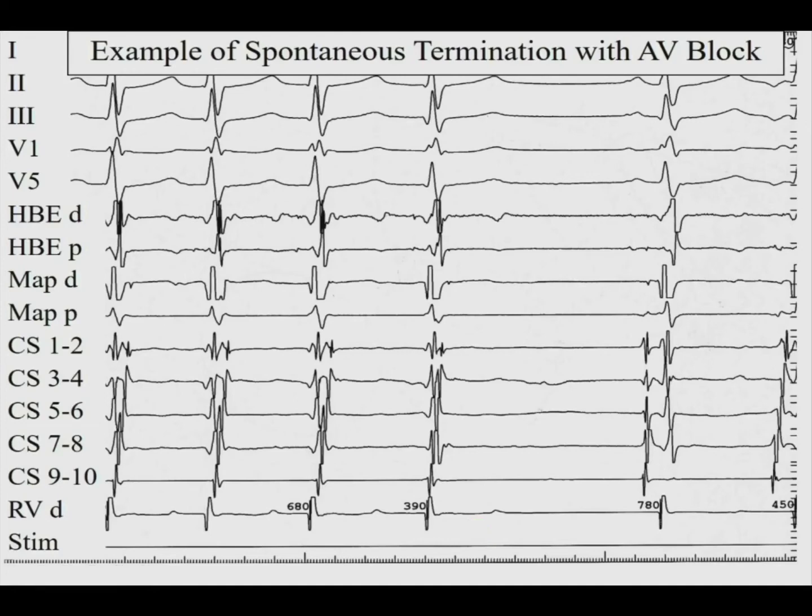It's AV nodal reentry. The VA interval is too short to be AV reentry, and it terminates with AV block without a premature beat. It can't be an atrial tachycardia. So a lot of these diagnoses are made by the process of elimination. You're excluding other diagnoses as you go.